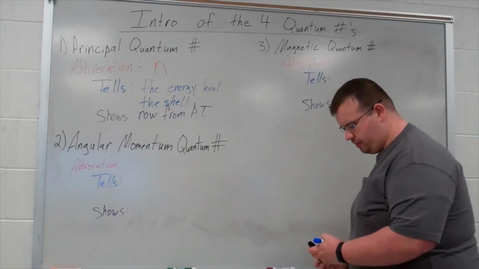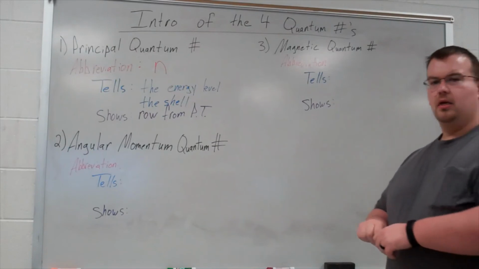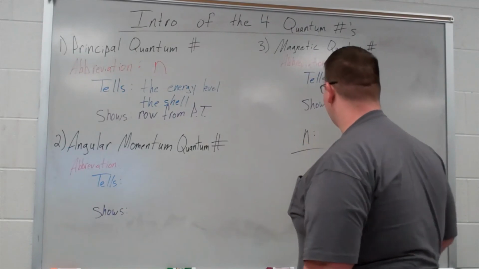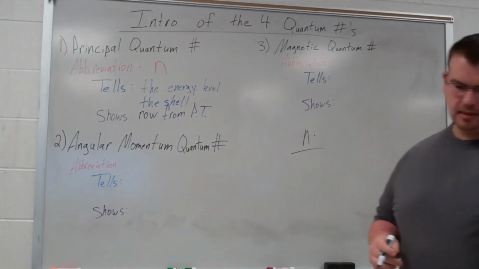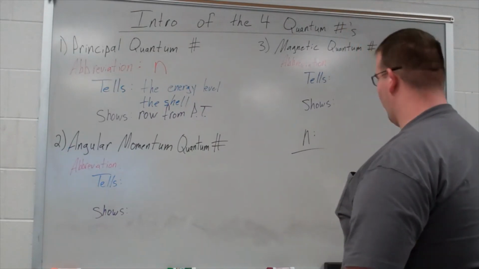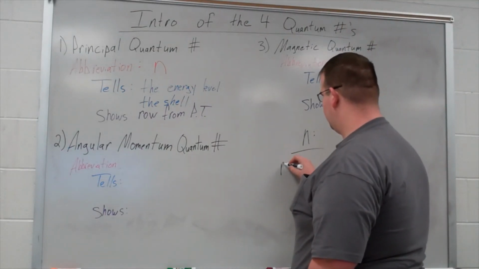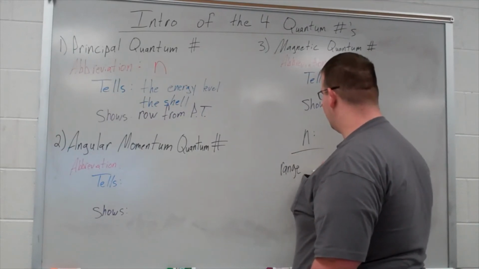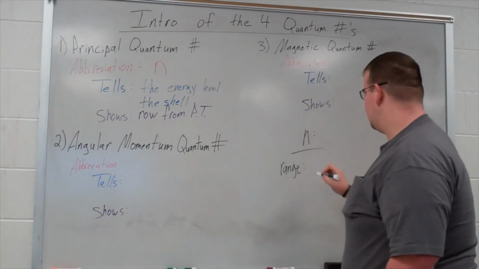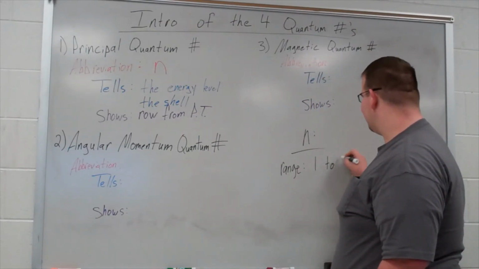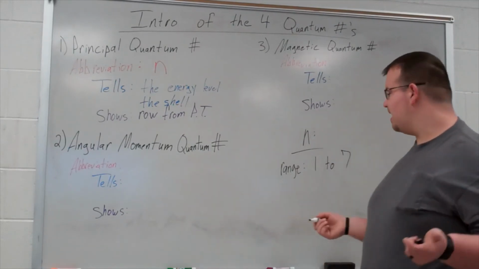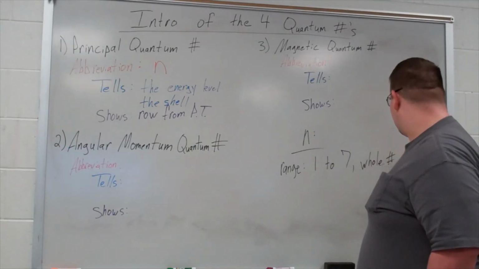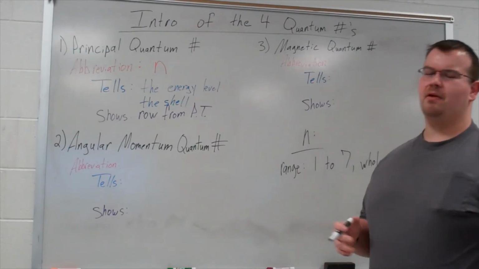So the principal quantum number, abbreviated as n, okay? It can have a possible range. The range that it can be is from 1 to 7. The range has to be a whole number. And what that's saying is it can't be 1.1, 1.2.